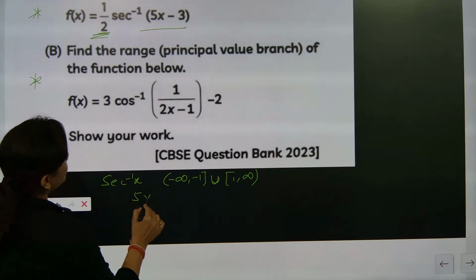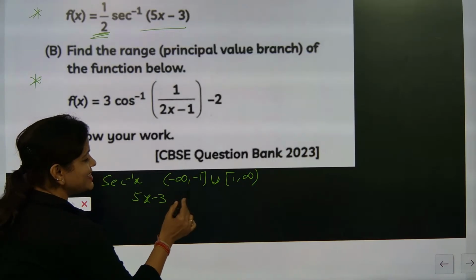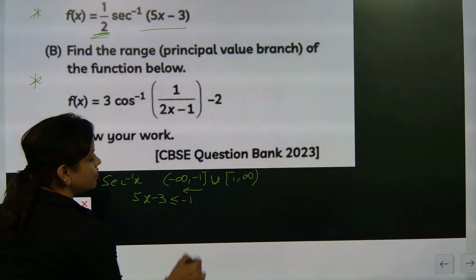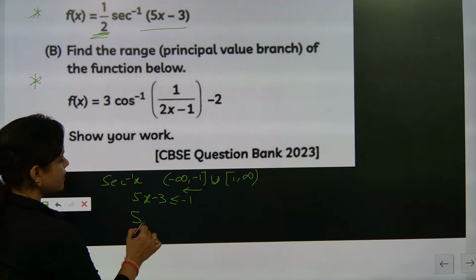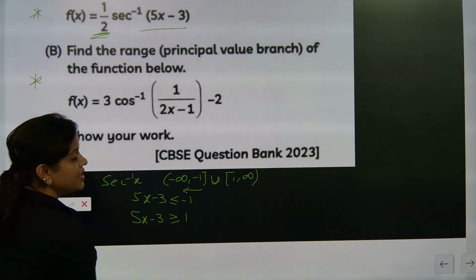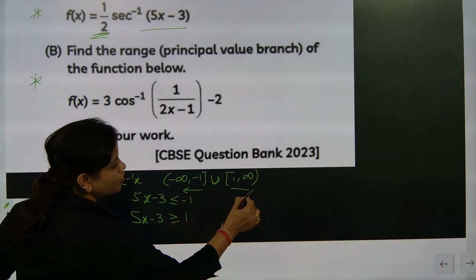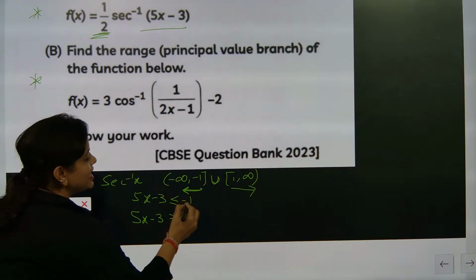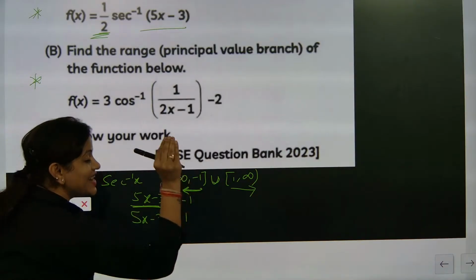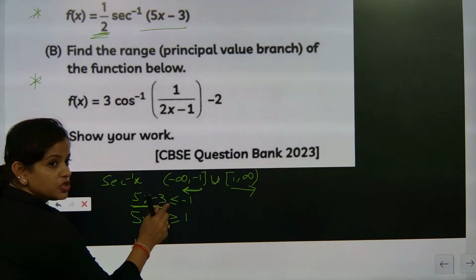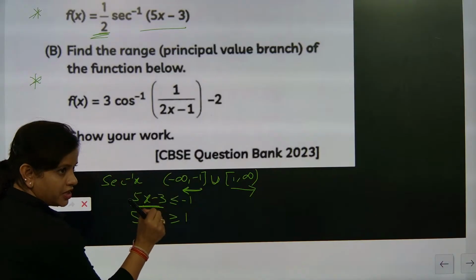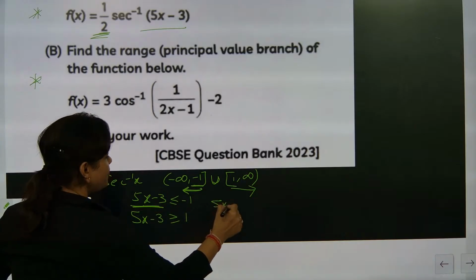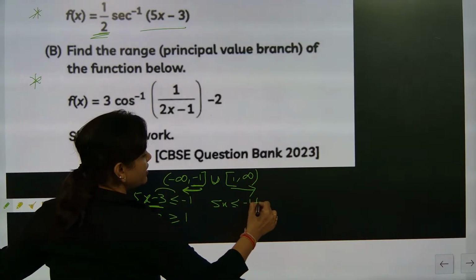That means 5x minus 3 should be less than minus 1. It should go this side. So 5x minus 3 should be less than or equal to minus 1, and 5x minus 3 should be greater than 1, because you have to go right of 1 and you have to go left of minus 1. Left of minus 1 means less. Remember this part, understood? Because our domain is minus 1 to 1. So now we can solve it. 5x, shift this one this side, it will become minus 1 plus 3.